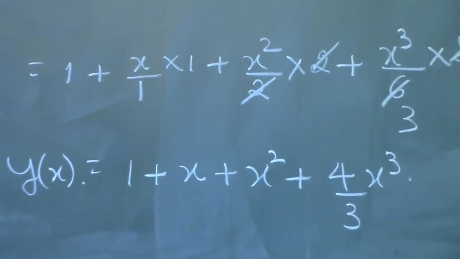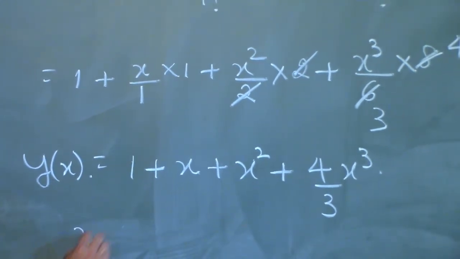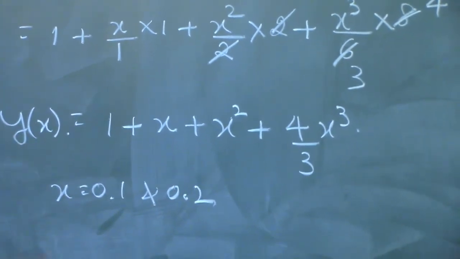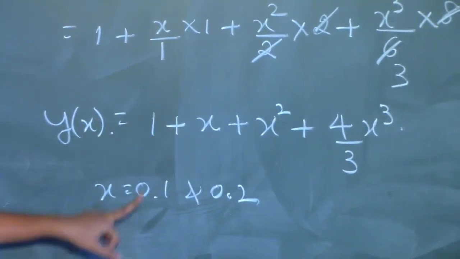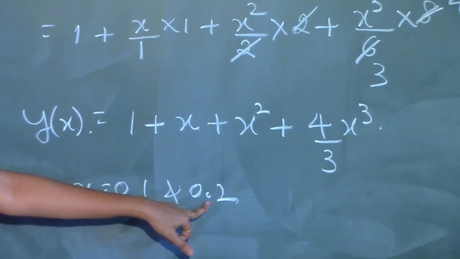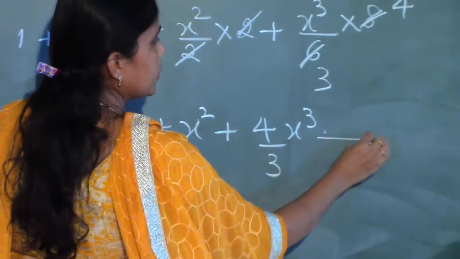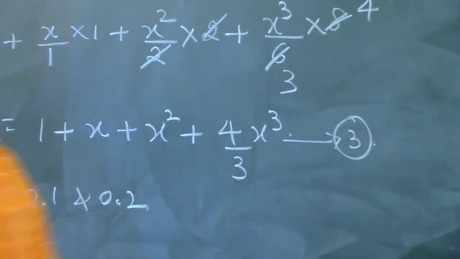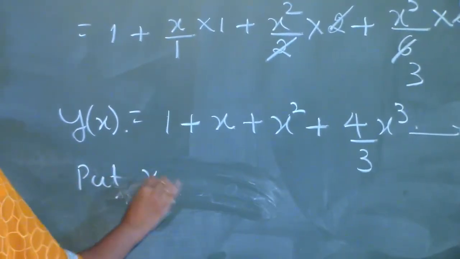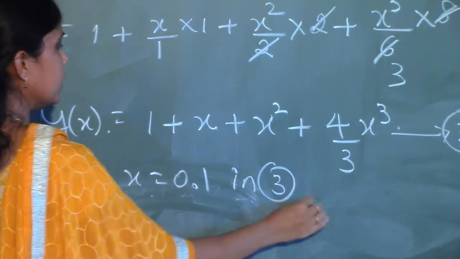Now in the question, he is asking to find the value of y at x is equal to 0.1 and 0.2. That means in the first case, you have to put x is equal to 0.1, there we will get one answer. In the second case, take x is equal to 0.2, for that we will get the second answer. So call this as equation number 3. Now put x is equal to 0.1 in equation 3.